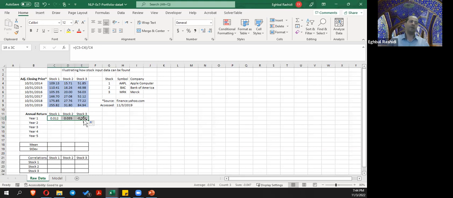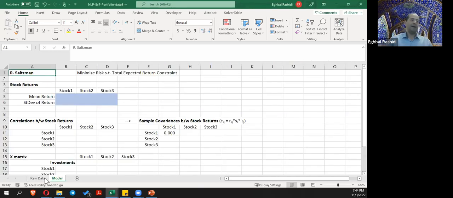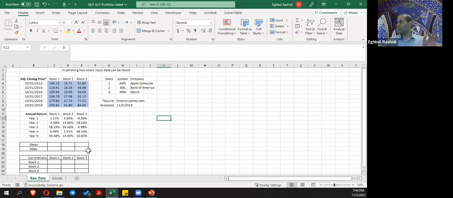And I can actually drag it down. So I have these values, right? So these are my data, and this is the raw data. I need to do some computation again to get the input for my model.